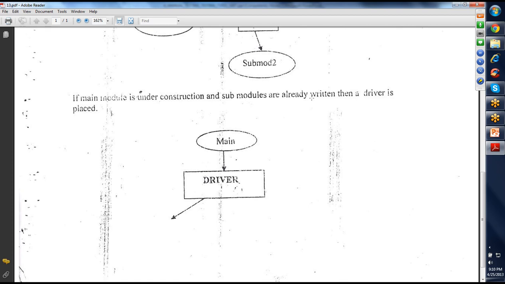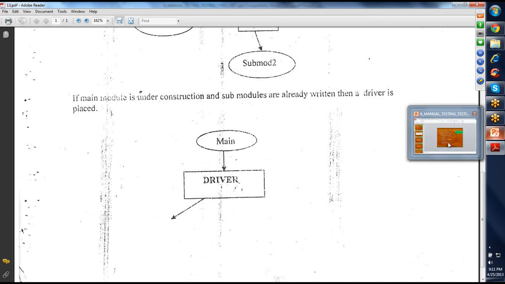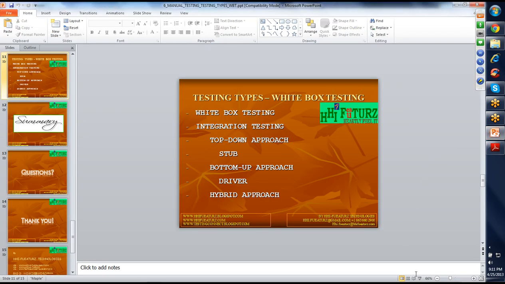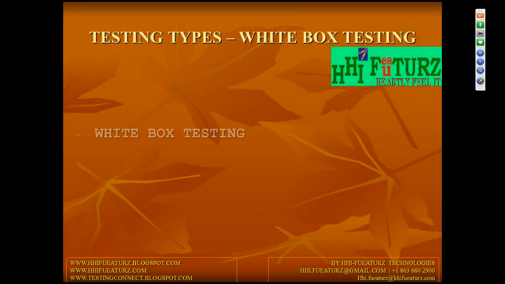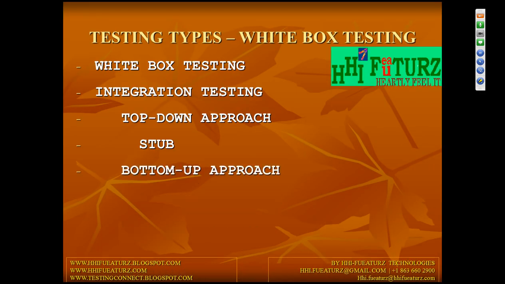Remember, both stub and driver are nothing but temporary programs. Only for differentiating purpose, they are used in the top-down approach as stub, and in the bottom-up approach as driver. But both are temporary programs. They can pass data through either an Excel file, text file, INI file, database directly, or XML file. Whatever way they feel comfortable, they can pass it. It's not that you cannot understand this feature, but it's a little bit confusing.